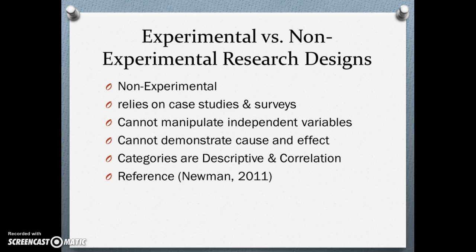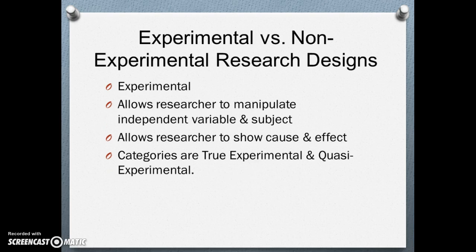In non-experimental studies, the researcher does not control, alter, or manipulate in any way the predictive variable or subjects. Instead, the researcher relies on surveys, case studies, etc., and is not able to demonstrate cause and effect. Categories of non-experimental designs include descriptive and correlation. Experimental research design allows the researcher to manipulate the predictive variable and the subjects, which allows the researcher to identify cause and effect. The two categories of experimental design are true experimental and quasi-experimental.